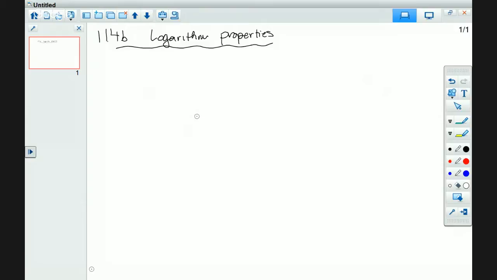So if you need to, you graph the exponential and swap the y and x. So, well, let's see.